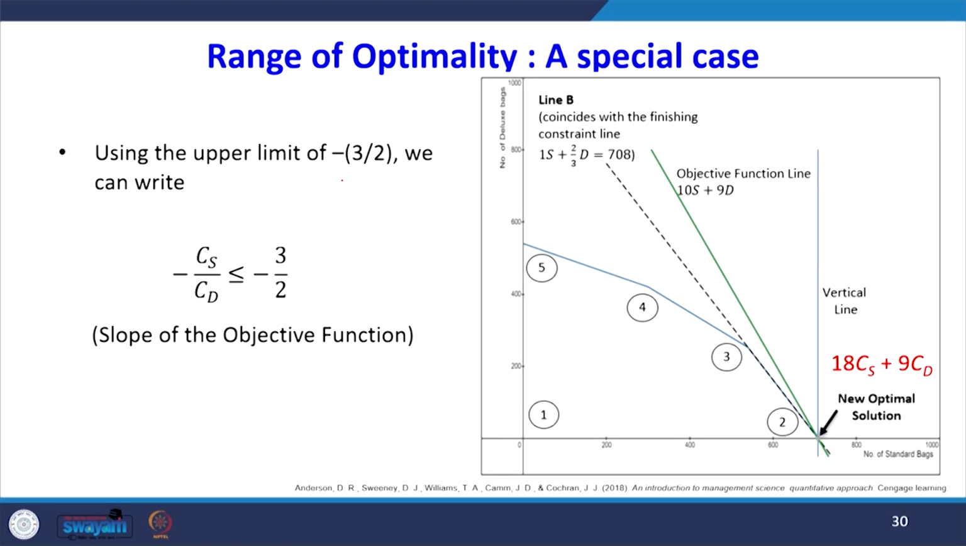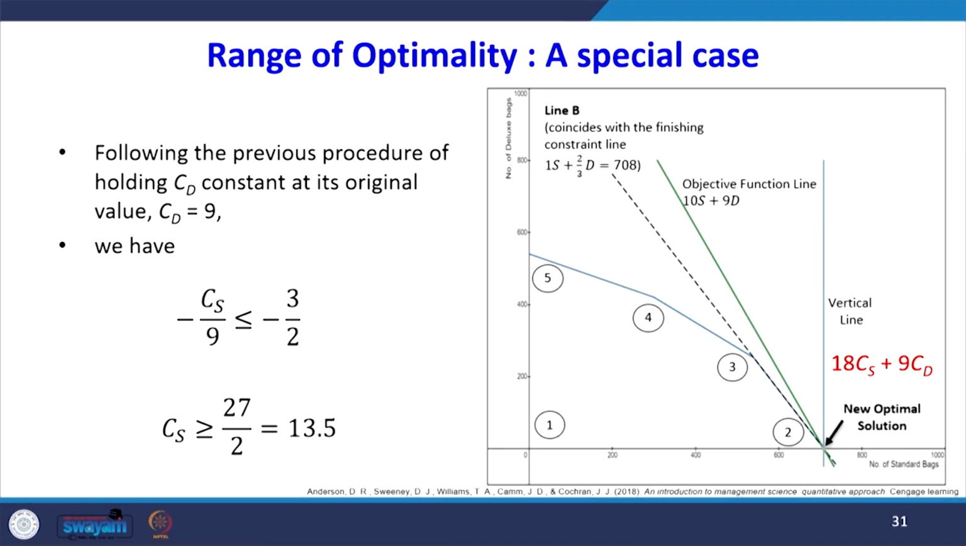Using the upper limit of minus 3 upon 2, we can write minus Cs by Cd is less than or equal to minus 3 by 2, that is the slope of our objective function. Following the previous procedure of holding Cd constant at the original value, that is Cd equal to 9, we have minus Cs by 9 less than or equal to minus 3 by 2. When you simplify this, we get Cs is 13.5.